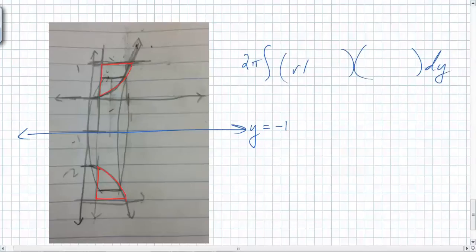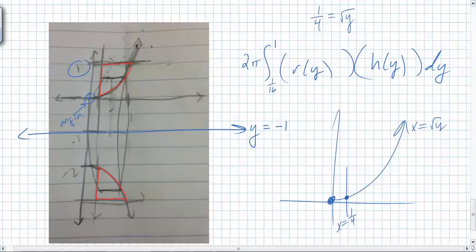Dy. So you need the radius in terms of y and the height in terms of y. What's the lower value here? What's the smaller value, and what's the upper value for the limits of integration? The upper one is definitely what? 1, right? The highest value is 1. But what do you have to figure out? What's the lower thing you have to find out? X is equal to 1/4. What's the y value? The y value is 1/16.